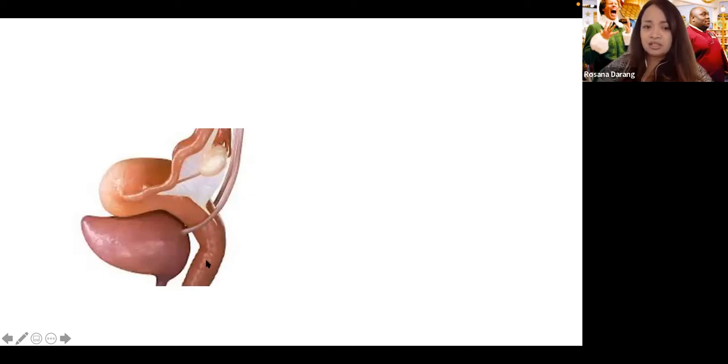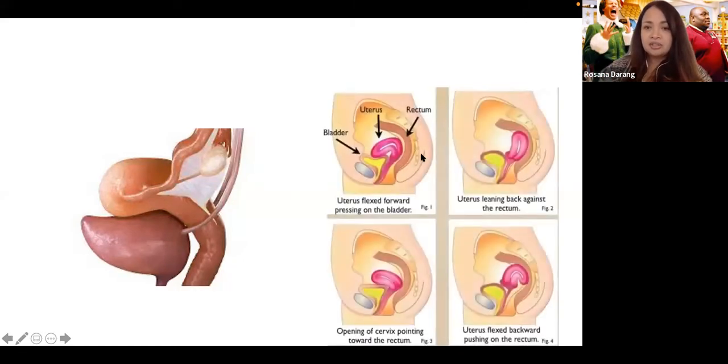This is the vagina. This right here is the bladder. Right here is the cervix, and you can see the uterus is flexing upon the urinary bladder. So what you can see on this side of the slide are abnormal postures of the uterus. Here is the uterus, still in the same lateral view, but the uterus is leaning back against the rectum.